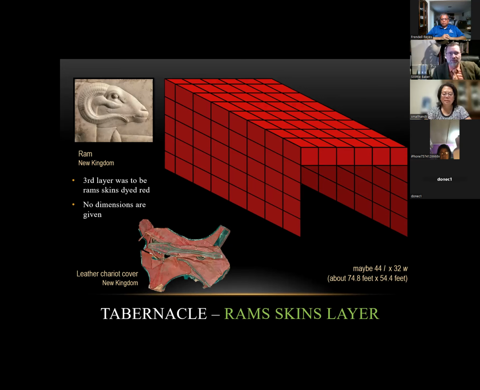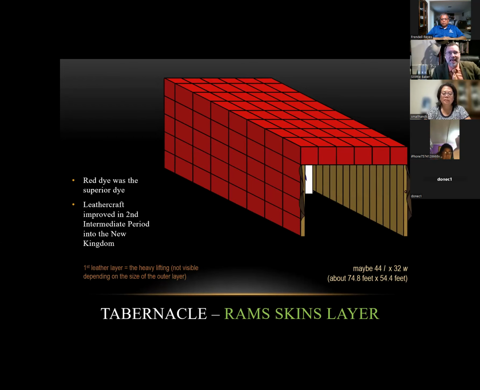Of course, there are rams in ancient Egypt. There are goats in ancient Egypt. So both of those materials were also found. And it was to go over top of the goat's hair layer.